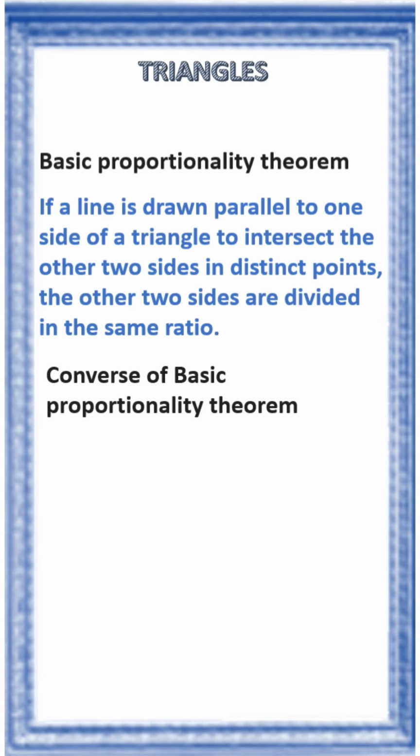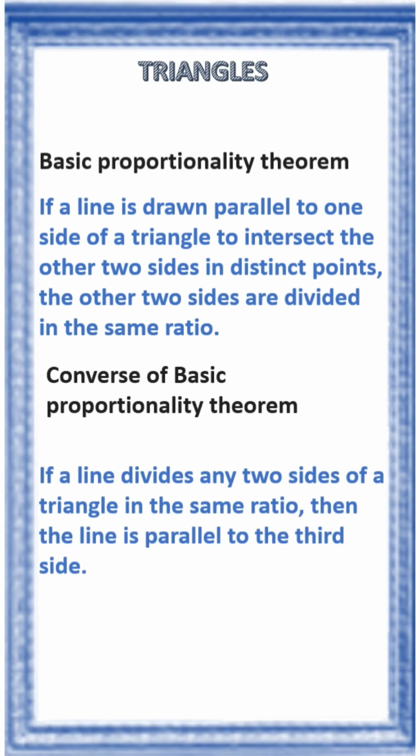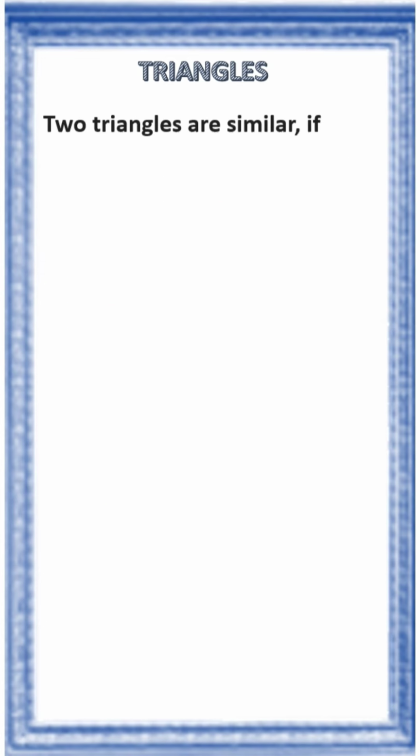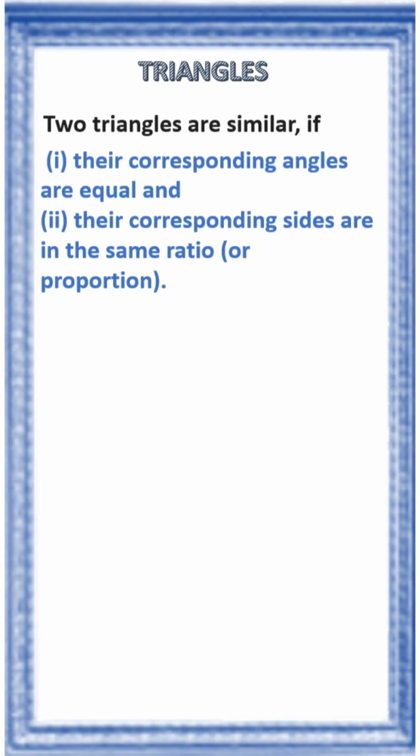Converse of basic proportionality theorem. If a line divides any two sides of a triangle in the same ratio, then the line is parallel to the third side. Two triangles are similar if their corresponding angles are equal and their corresponding sides are in the same ratio.